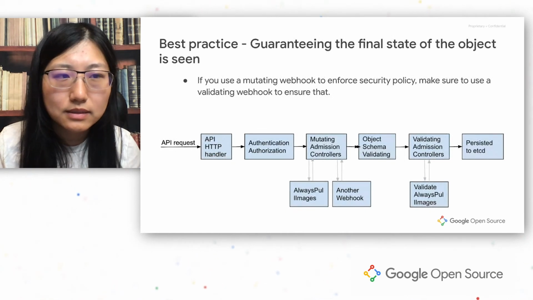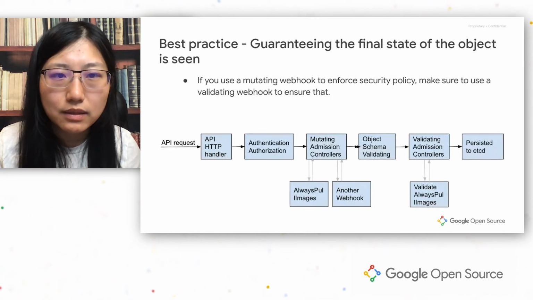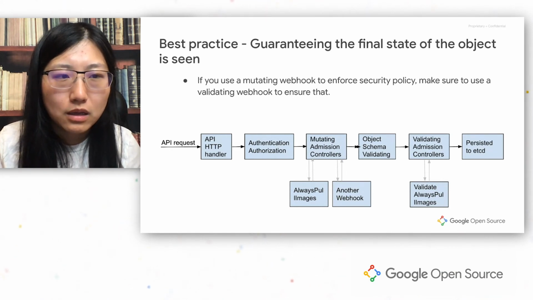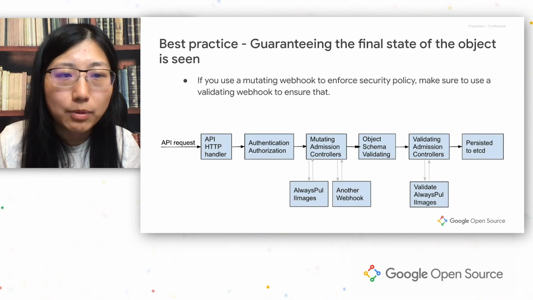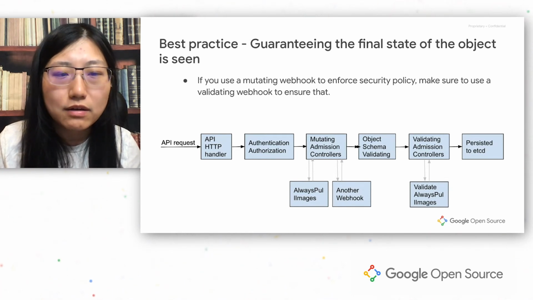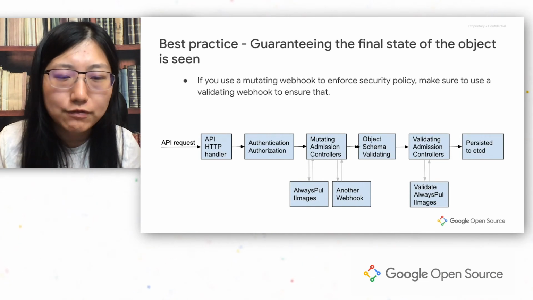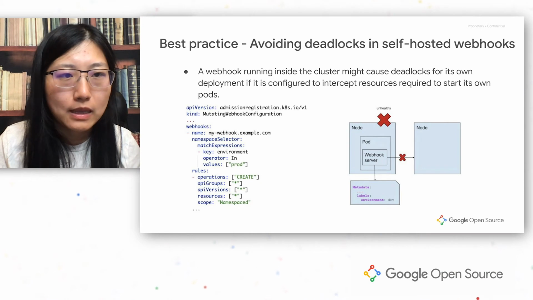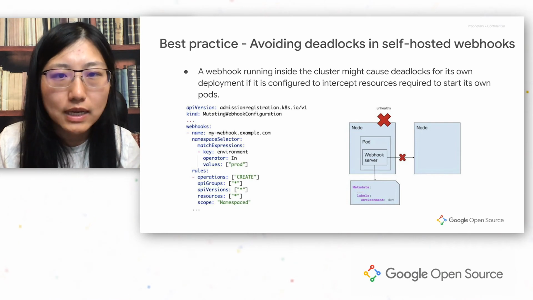The next best practice is guaranteeing the final state of the object is seen. If you use a mutating webhook to enforce a security policy, make sure to use a validating webhook to ensure that, because another webhook may be invoked after your admission webhook is called. And then the next best practice is avoiding deadlocks in self-hosted webhooks.